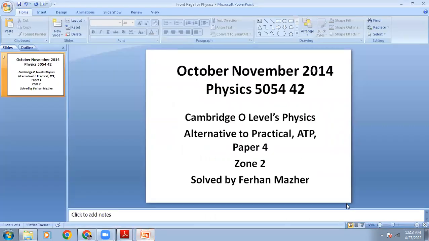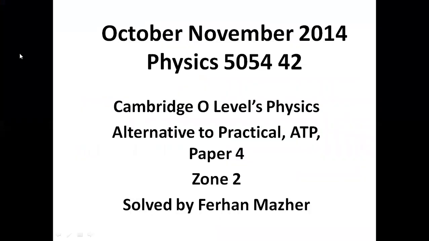So my dear students, today we have done the October/November 2014 Physics 5054 paper 4-2. This ATP paper belongs to Zone 2. I have tried my best to explain the concepts. Being a human, I might make a mistake. I'm trying my best to use the marking scheme when I'm describing the answers. I've tried my best to explain to you to the best of my ability. I hope that you will understand this paper.